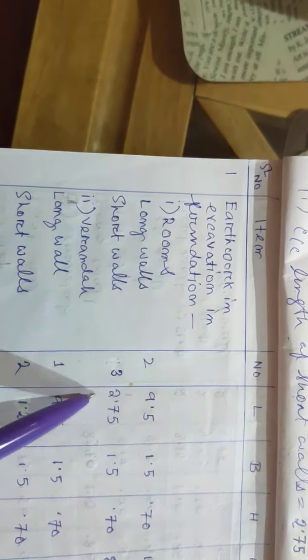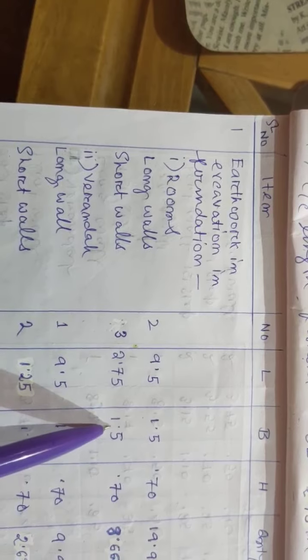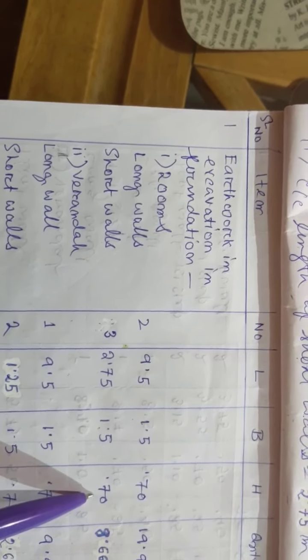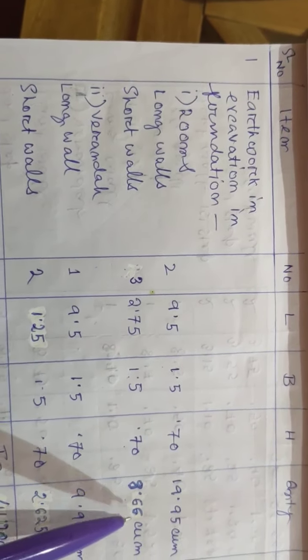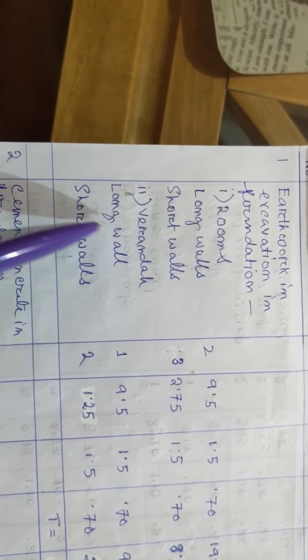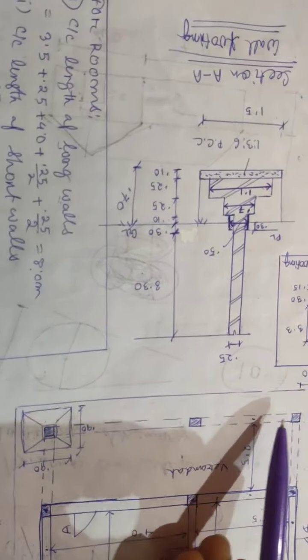Under the length column we will write 2.75. Number is 3. Breadth I have already mentioned 1.5. Height I have already mentioned 0.7. So the number into length into breadth into height, the quantity comes out to be 8.66 cubic meter. Just like that, let us come to veranda. In veranda there is one long wall. This is the long wall we are talking about. There is only one long wall in veranda.